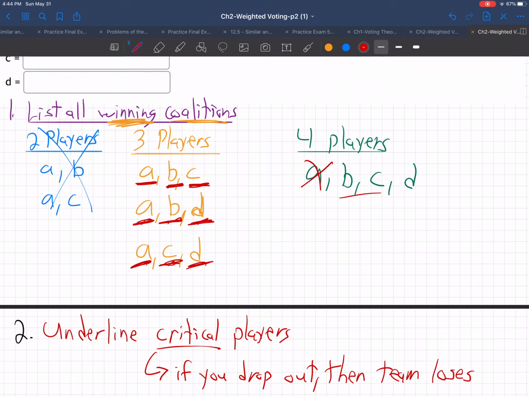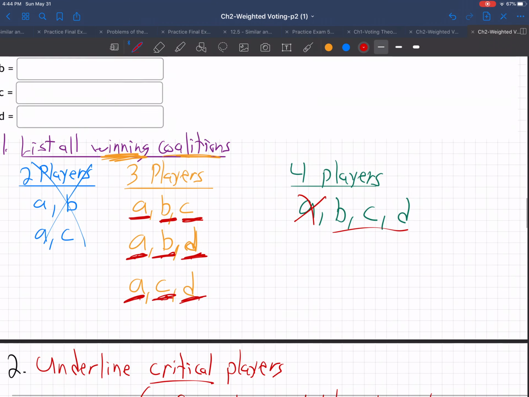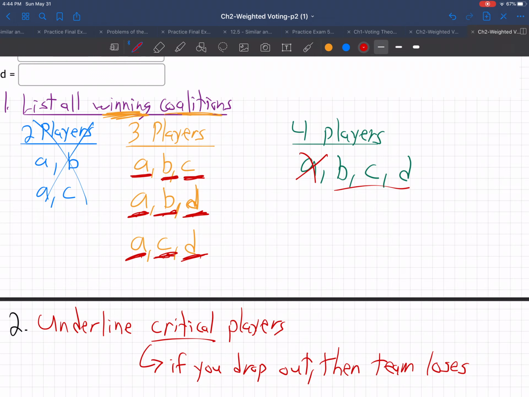And they've only got B, C, D left. Do they lose then? Yes, right? Because remember the rules. You got to have 3 members. You think, well, they got 3, they got B, C, D. Yeah, but one of them must be the president, meaning A. You got to have A. He's the president. You got to have 3 voting members, one of which must be A. So yeah, if A drops out, they're going to lose.